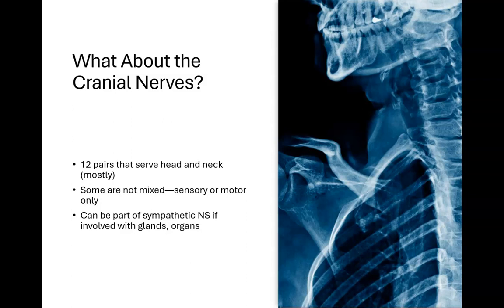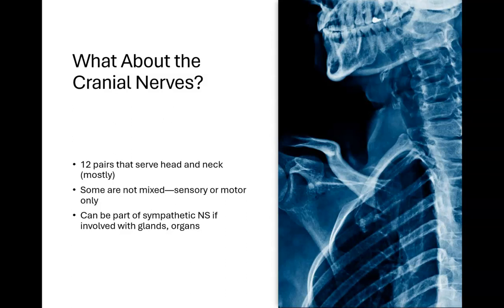And in those cases, you may have a sensory-only nerve, such as the optic nerve, or you may have a motor-only nerve, such as the oculomotor nerve, which moves the eye. Now, some of these cranial nerves are a part of the sympathetic nervous system if they are involved with glands and organs. For example, the 10th cranial nerve is what is referred to as the vagus nerve.